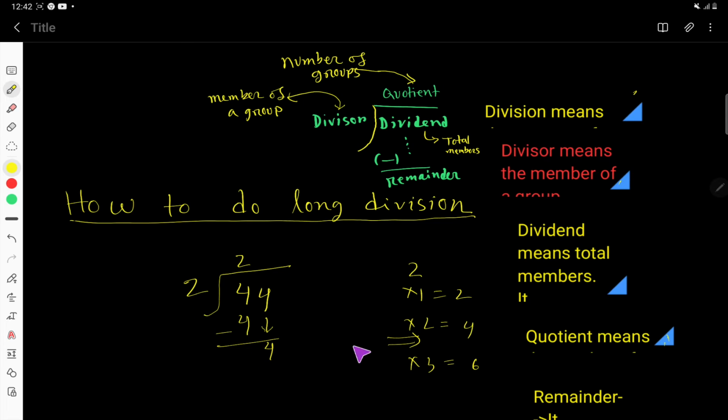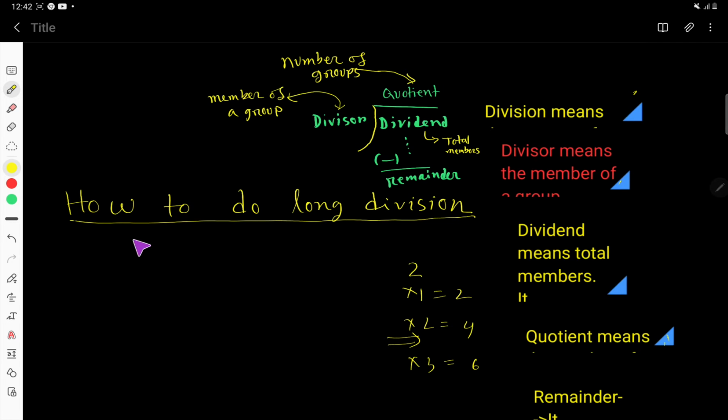So 2 goes into 4 how many times? 2 times. So let us write 2 here. And 2 times 2, that gives us 4. So our remainder here is 0, right? So we have nothing to do. Okay, so this is our quotient or answer, right? Okay, let us take another example.